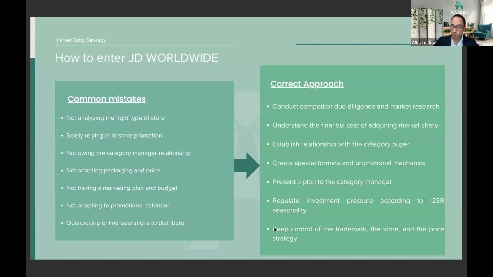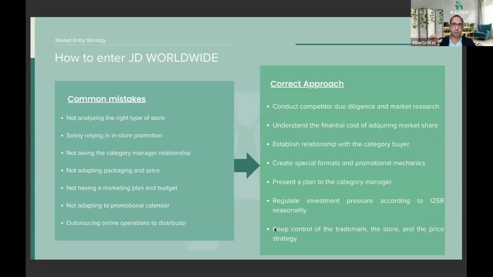For example, cross-border. Should I go cross-border? Should I go direct shipping? What are the SKUs that I should apply that model to, and when to transition to bundled warehouse? What is the type of promotion that I need to do? Typically, brands only rely on in-store promotion or no promotion at all. And therefore, it depends on the saturation.